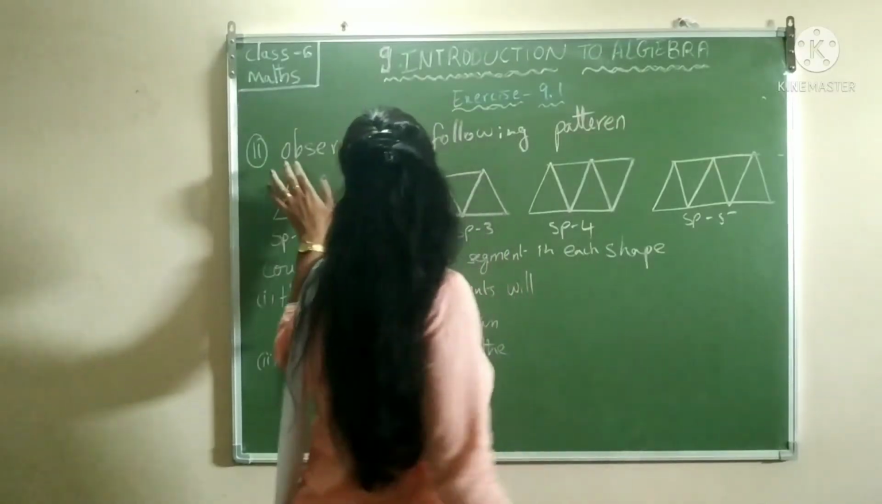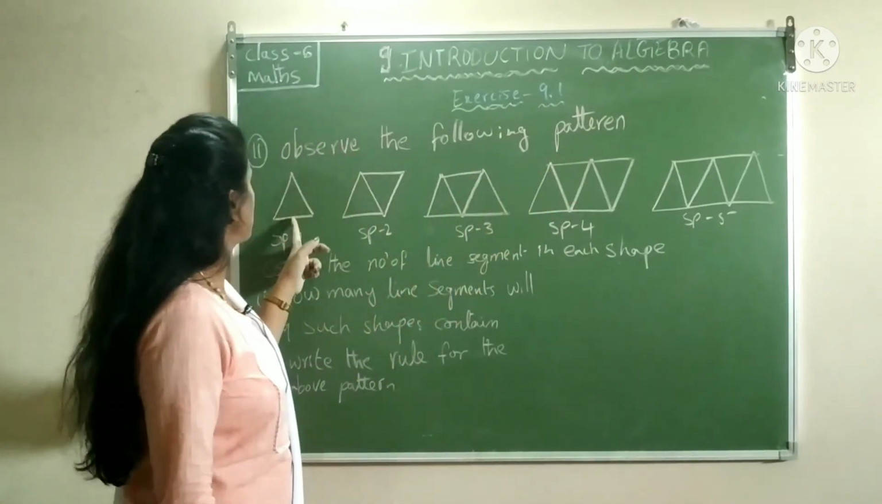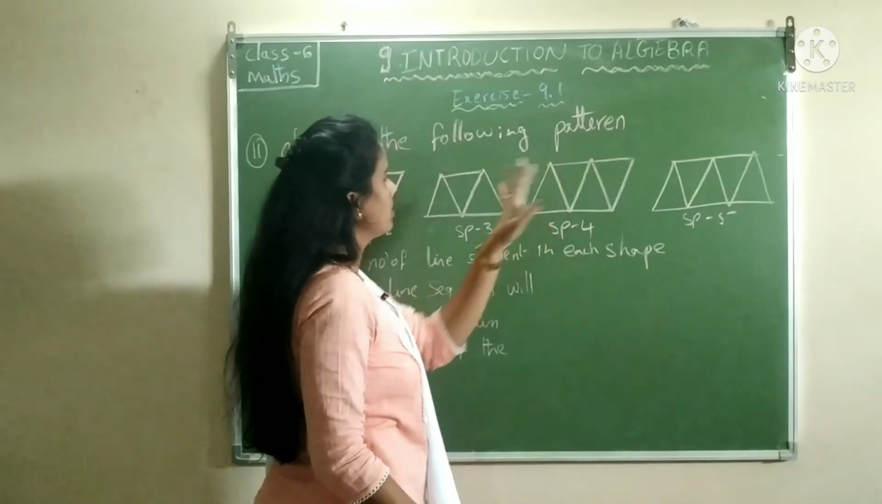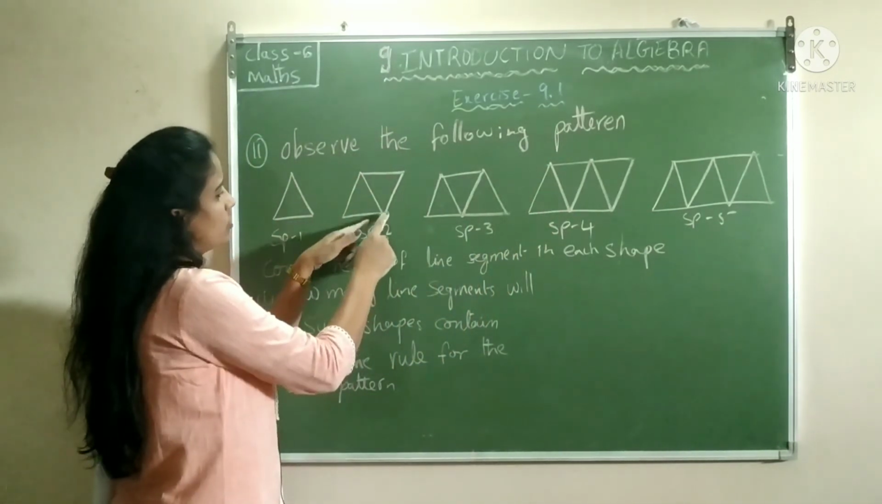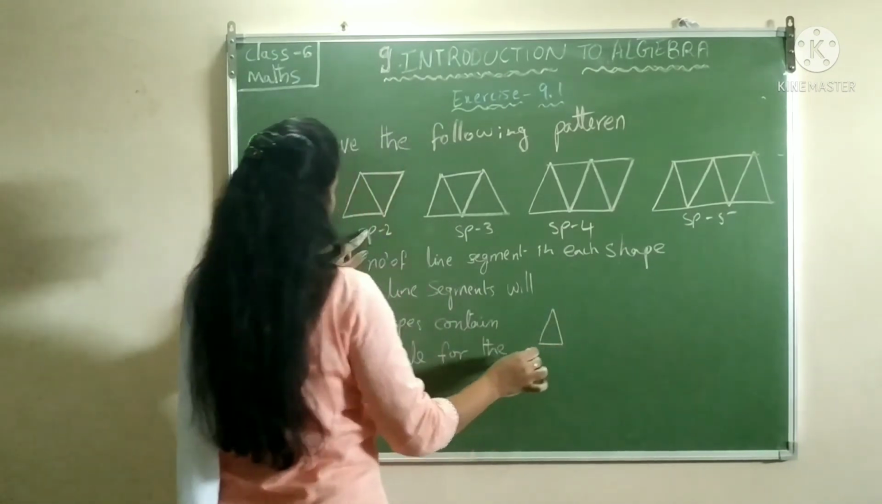Okay, see the 11th question. Observe the following pattern of this shape. See, shape 1 is a triangle. Shape 2.